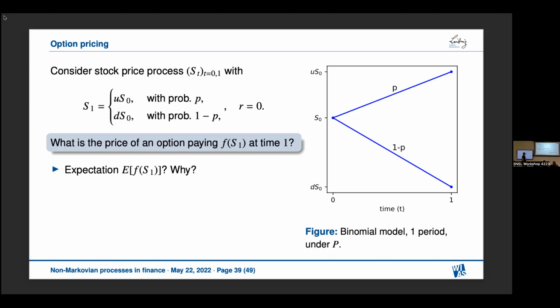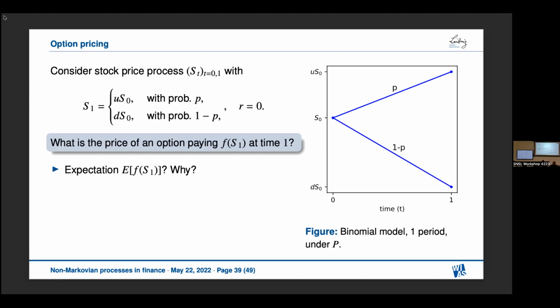Well, first of all, if you ask stochastically educated people about the price of such an option, I think the answer you would get from many of them intuitively would be the expected value of F of S1. Because we are trained in thinking of the law of large numbers. Maybe if you've ever taken a course in insurance mathematics, you heard the equivalence principle, which is the law of large numbers. But actually, this is the wrong answer.